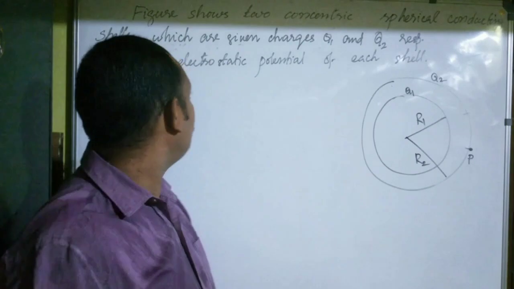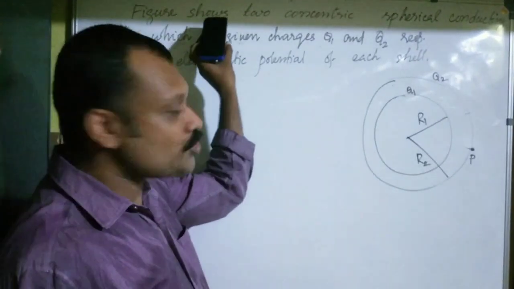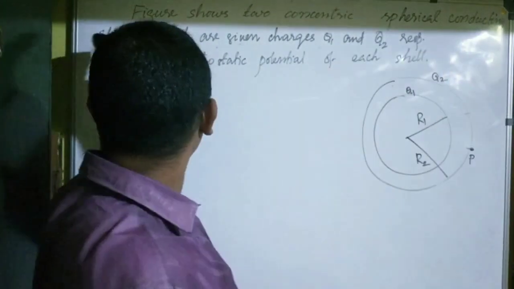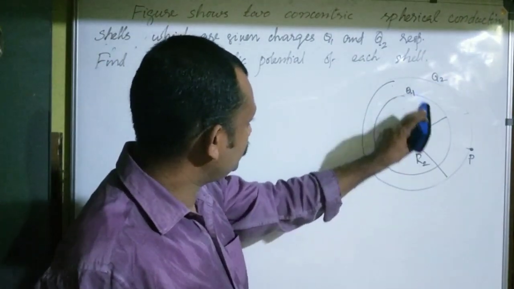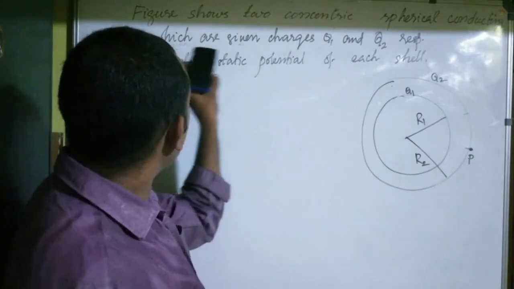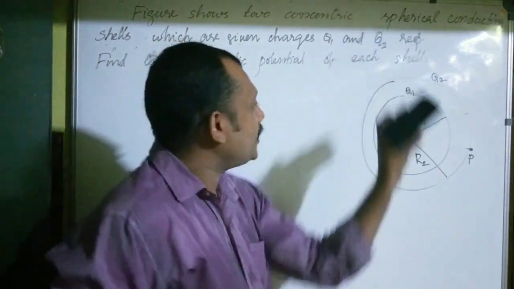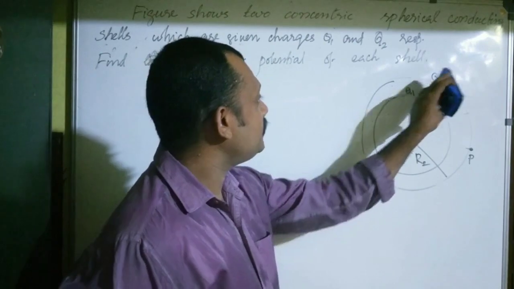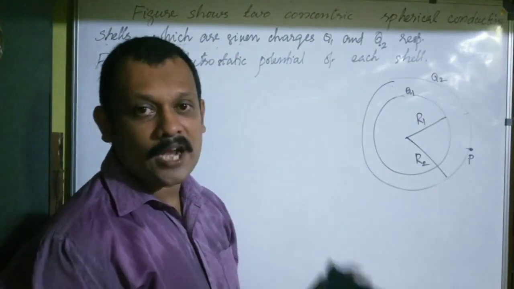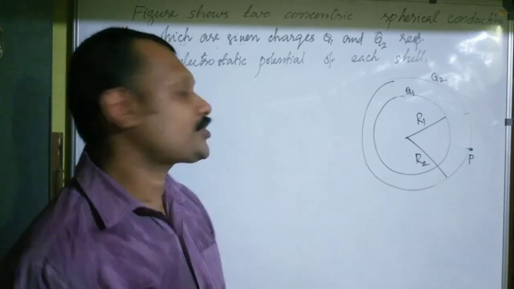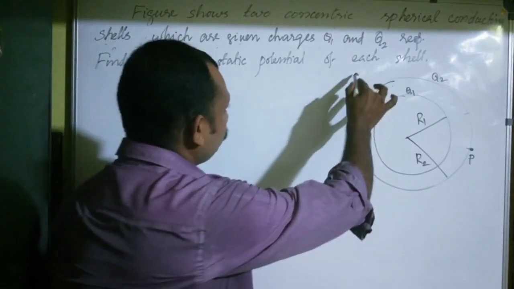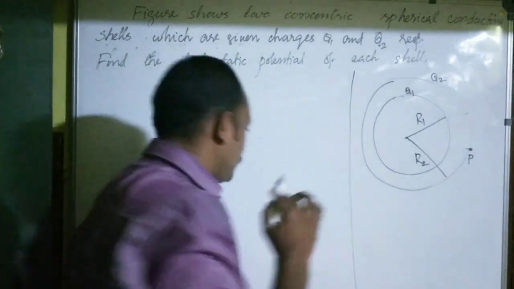I repeat the question. Figure shows two concentric spherical conducting shells. This is shell 1, this is shell 2, which are given charges Q1 and Q2 respectively. You can see in the figure Q1 and Q2 respectively. Find the electrostatic potential of each shell. This is the question to be answered.